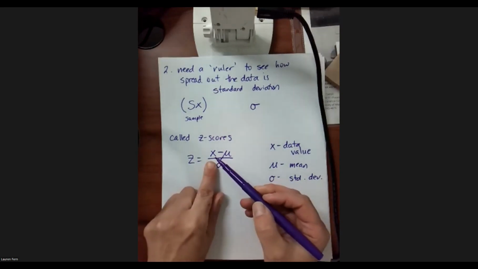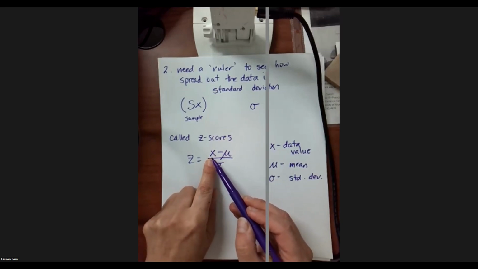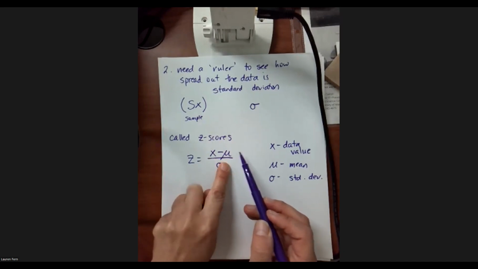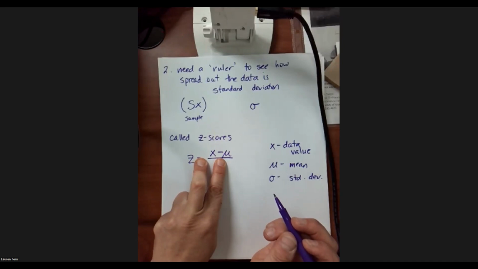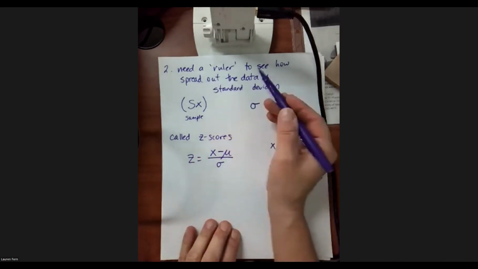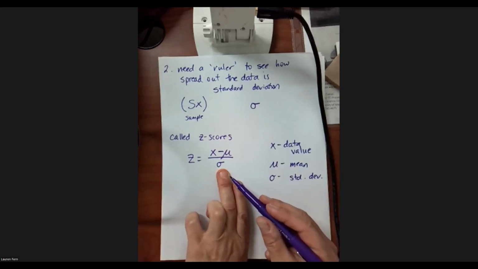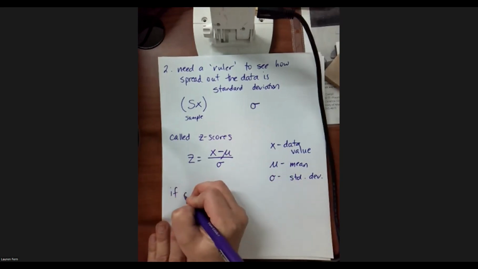Okay? So essentially what we're doing is we're taking, for example, the SAT or ACT score that a student got, and we're subtracting off the mean. In other words, we're seeing how much better or worse than the average score they did. And then what we're doing to put it all on the same scale is we're then dividing by the spread of the data. Okay? So do you all agree?